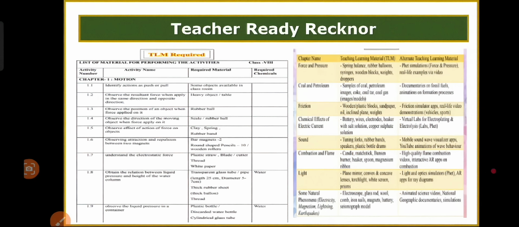Likewise, you can see here candle, matchstick, Bunsen burner, beaker, something with a small quantity of the equipment. We can use alternate equipment, and also the materials which are available in the surroundings. Also, we can do these experiments. That means we have given the TLM and the alternate TLM also for the activities, chapter wise, activity wise.